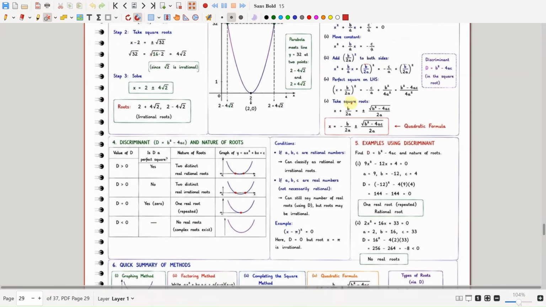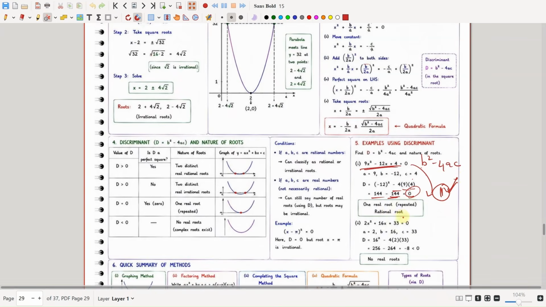Okay, see, we can use these examples for describing the discriminant. In this equation, 9x square minus 12x plus 4, a is equal to 9, b is equal to minus 12, and c is equal to 4. So the D value will be b square minus 4ac, minus 12 the whole square minus 4 into 9 into 4, which will be 144 minus 144, which is equal to 0. Then this equation will have only one real root which will be repeated.